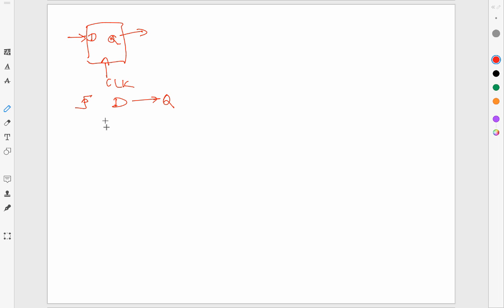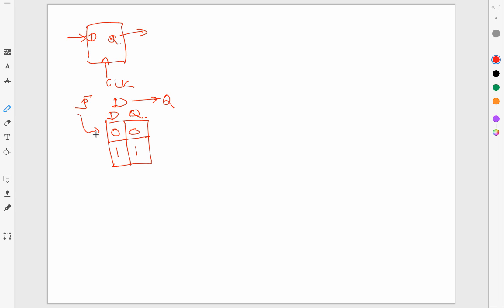So its truth table, in essence, says that this happens at the clock tick: at the clock tick we examine the 0, we put the 0 in there, examine the 1, put the 1 there.